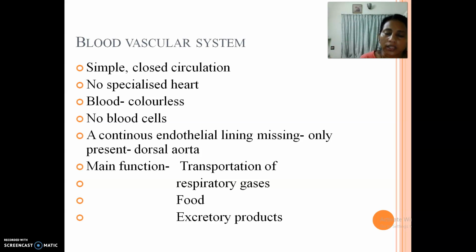This endothelium is only present where the vessels branch and come to the capillary network, making diffusion easy. Such an endothelial lining is absent in most of the blood vessels, except in the dorsal aorta. The main functions of the blood vascular system, as you know, are the transportation of respiratory gases, food and excretory products.